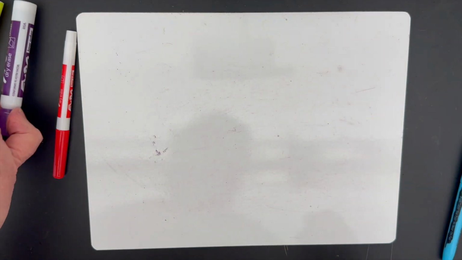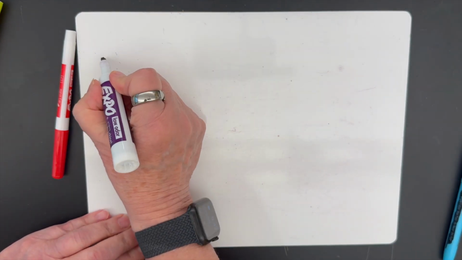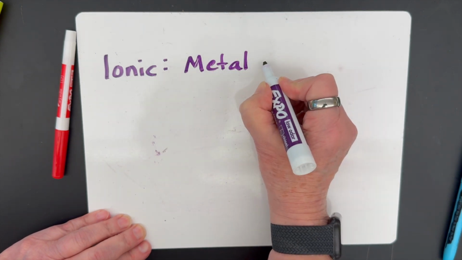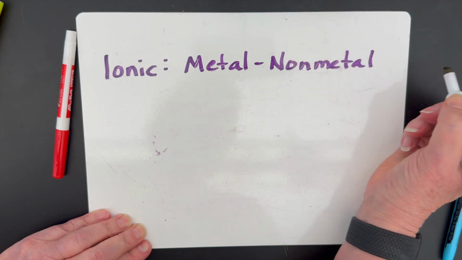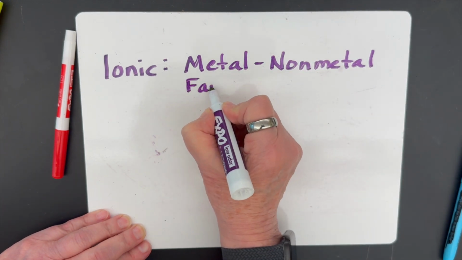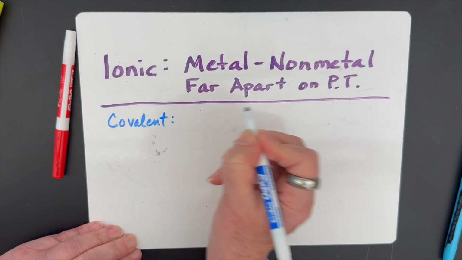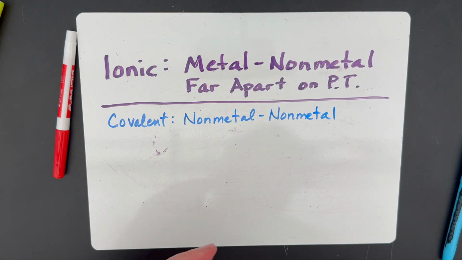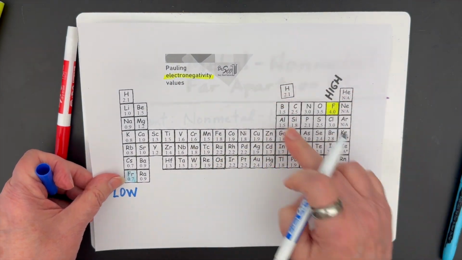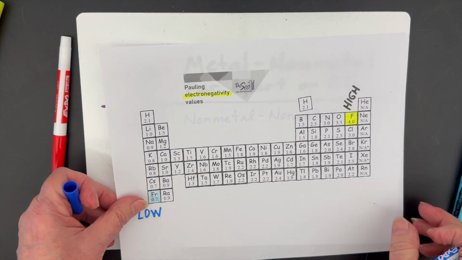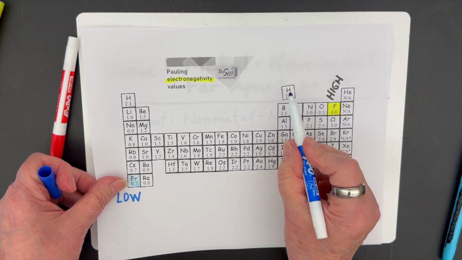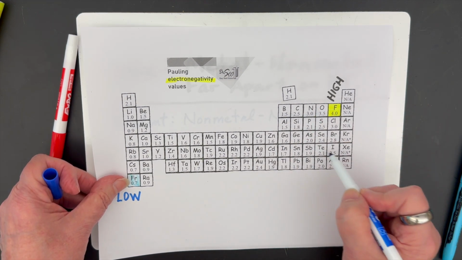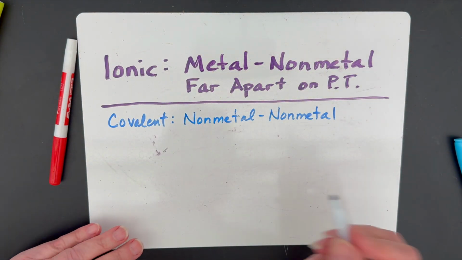So as a general rule, if you have an ionic bond, it's going to be between a metal bonded to a non-metal. They're far apart on the periodic table. Covalent bonds are nonmetals with nonmetals. And remember, our nonmetals are over here in this little triangle. So it's going to be like between carbon and oxygen, or hydrogen and oxygen, or phosphorus and bromine. They're both going to be here in the periodic table close to each other.